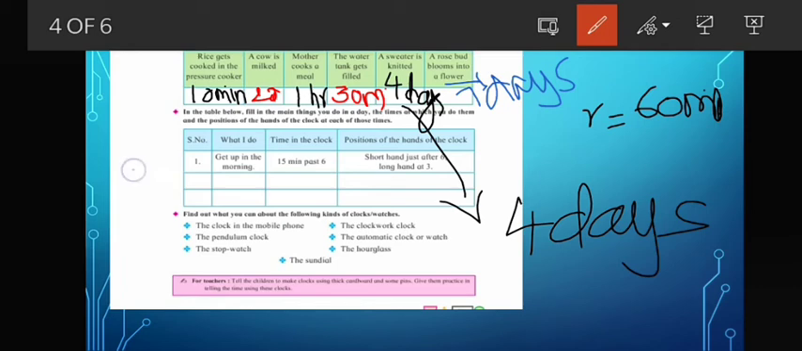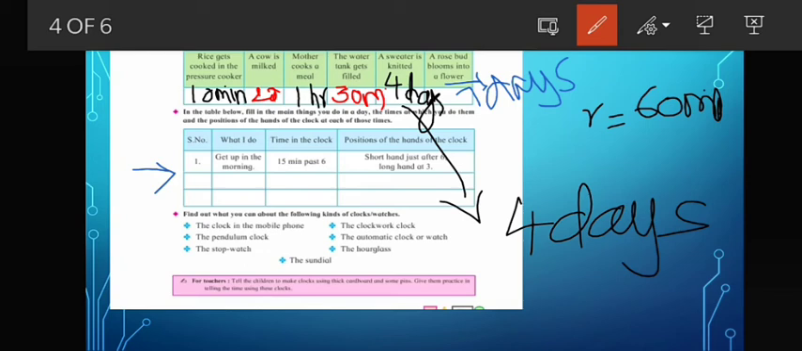In the table below, now we are solving this. In the table below, fill in the main things you do in a day, the time at which you do them, and the position of the hands of the clock at each of these times. See, the first is done for you. Get up in the morning, 5 minutes past 6, long hand just after 6 and short hand just after 6 and long hand at 3.